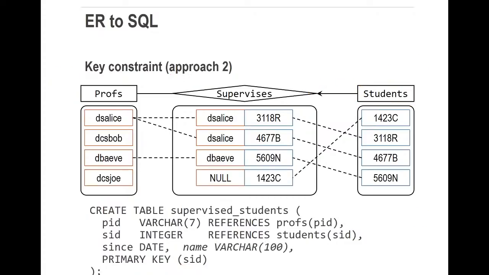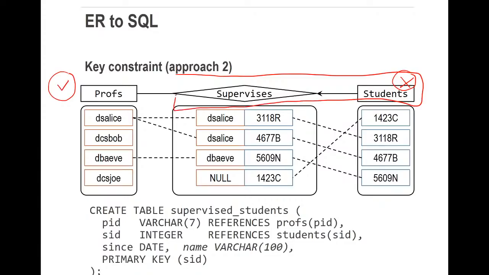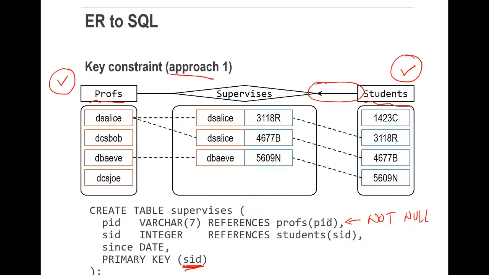Now, the other approach is that this one exists. This one doesn't exist. You combine this into one table. Okay, and that we call that as supervised students. Okay, so the main thing is not that this is correct. The main thing is, how do you know that this is correct? If you want to have a student that is not supervised by any professors, we can have that in the combined table like this. The value of the PID can be set to null. So that's the difference. In this one, it should be not null.